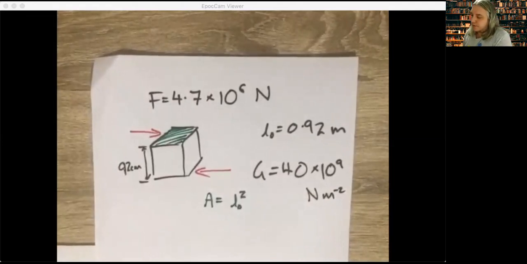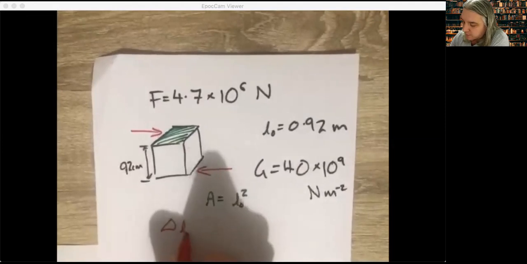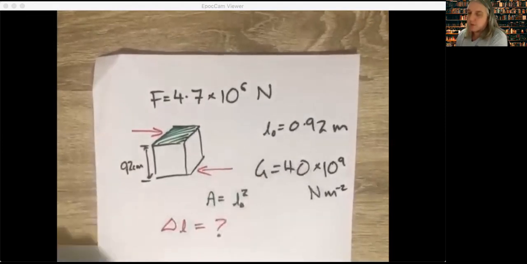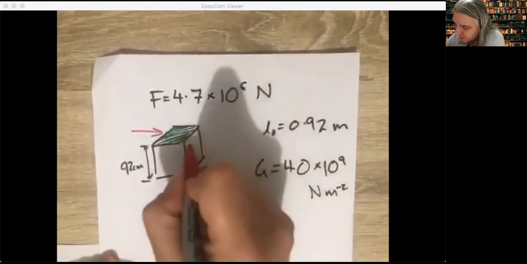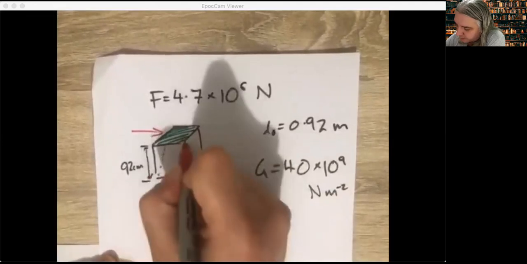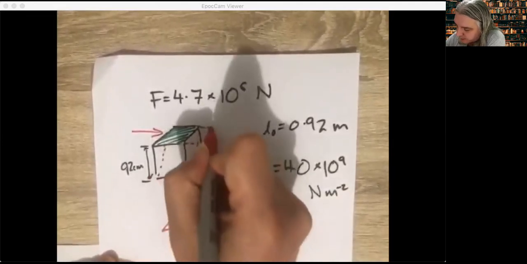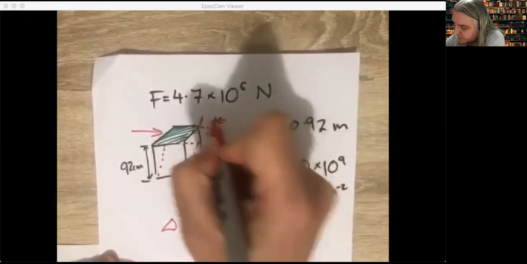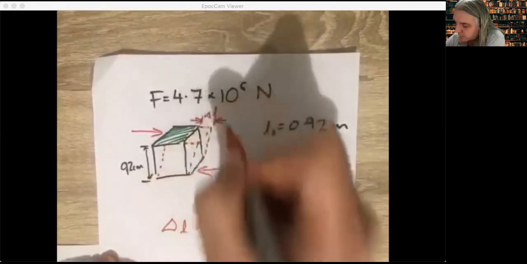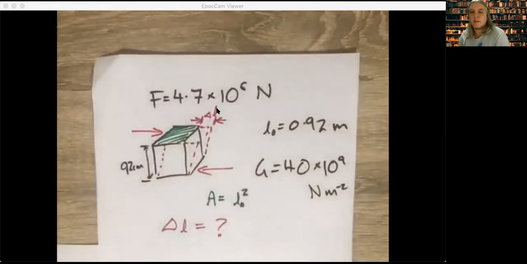So that tells us the information we have. And of course, the thing that we're looking for is delta L, right? What is the amount that this tilts over? So remember that as this pushes here and this pushes here, this is essentially going to tilt over and we'll end up with this shape, something like that. And we're looking for this distance here, delta L. Hopefully that shows through right on the video. That's the value we're looking for.